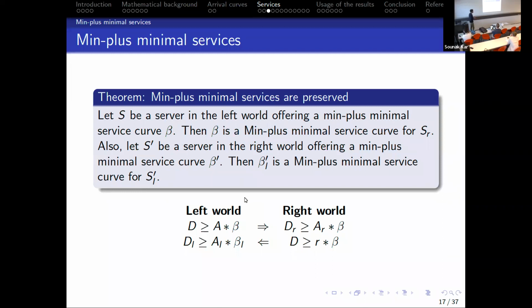So that is to say, if I take a server in a left world, so we have D greater than or equal to the convolution product between A and beta, then we have the same relation in the right world, so the right extension of the D function respects the same relation. And we can come back in the left world by adding the left extension on beta. So it's a bit modified, but not too much.